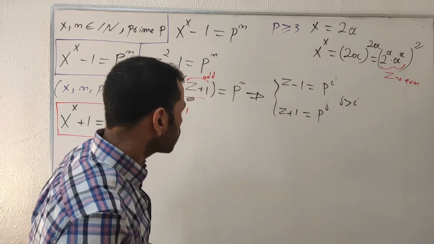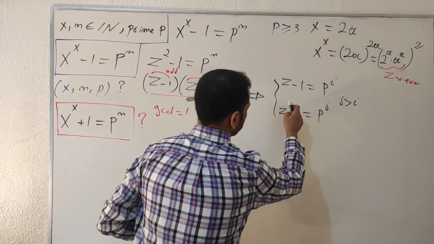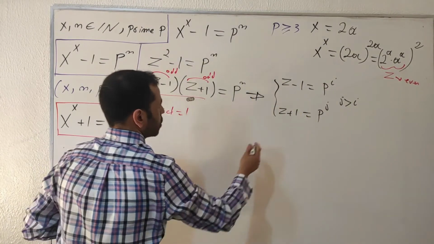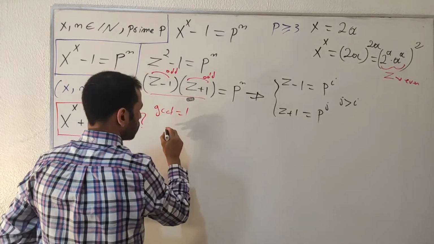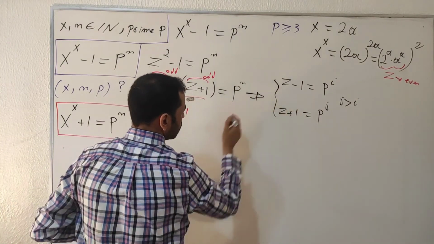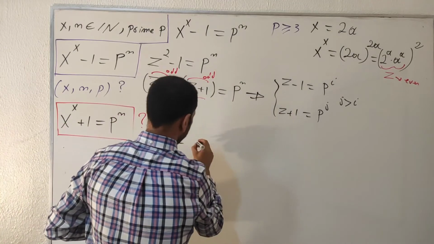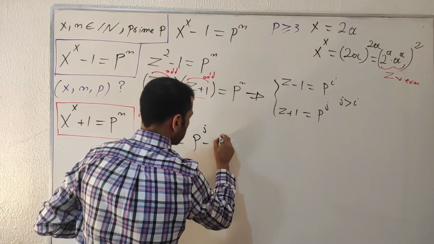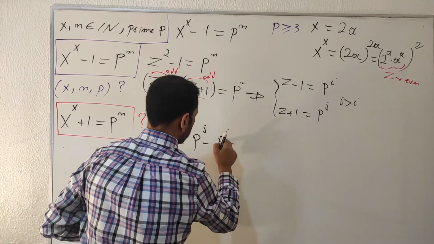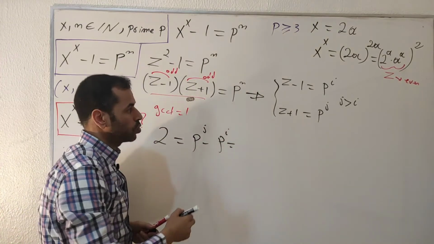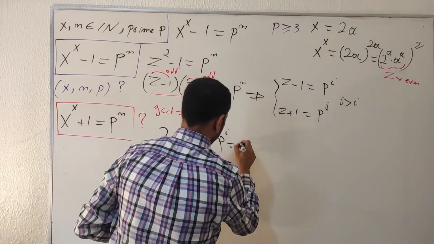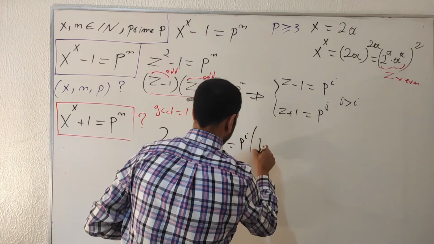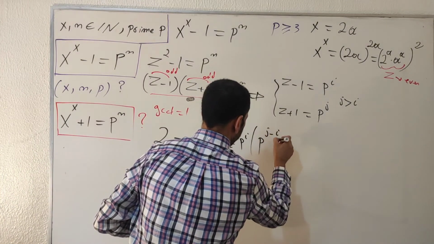Now I'm simply going to take this equation minus this equation. I get 1 minus minus 1, which is 2. Here z will be cancelled out. I get p to the j minus p to the i. Since this one is smaller than this one, I'm going to take it as a common factor. We'll have p to the i times p to the j minus i minus 1.